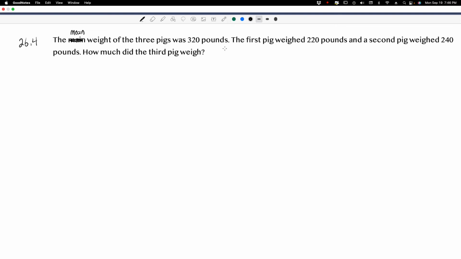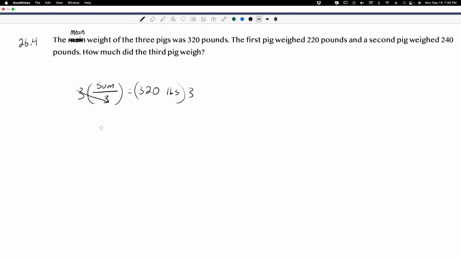Okay? So in order to go back to the sum, we have to undo this division by doing multiplication. And the way we do that is by taking the denominator of this number and multiplying it times the whole thing on both sides. So this would cancel out, and this would be the sum is equal to 320 times 3, and that would be 960.